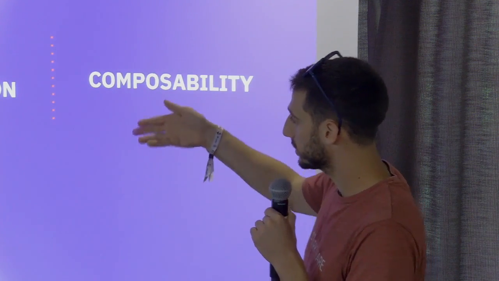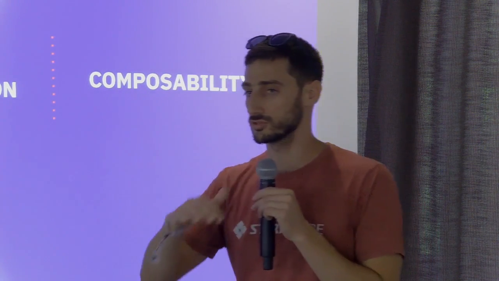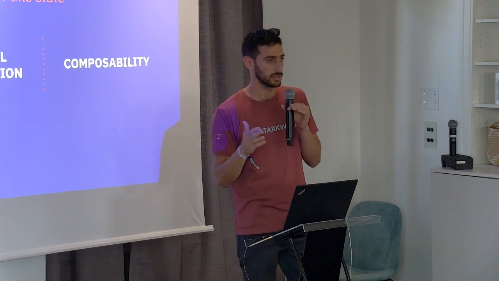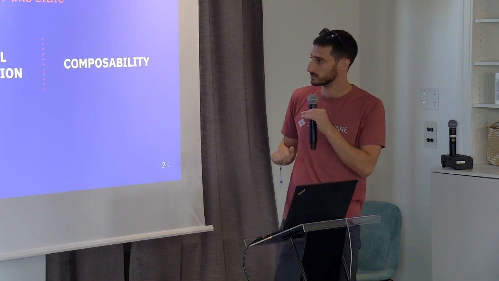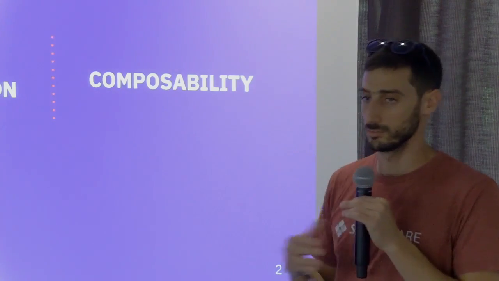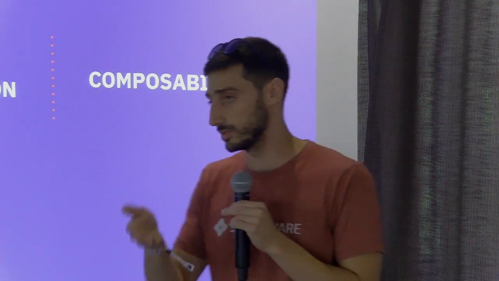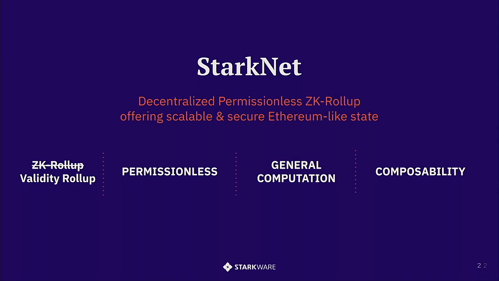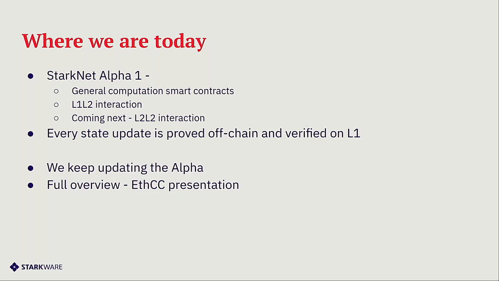It will be permissionless, both for the developers and users, but also at the sequencer level. Sequencers are the equivalent of miners in Ethereum, and this layer will be permissionless. The contracts will allow you to implement any computation that you want, and you will be able to see it today. We will also have composability, meaning contracts will be able to interact with each other and also with layer 1 contracts. Okay, great. So this is the vision.